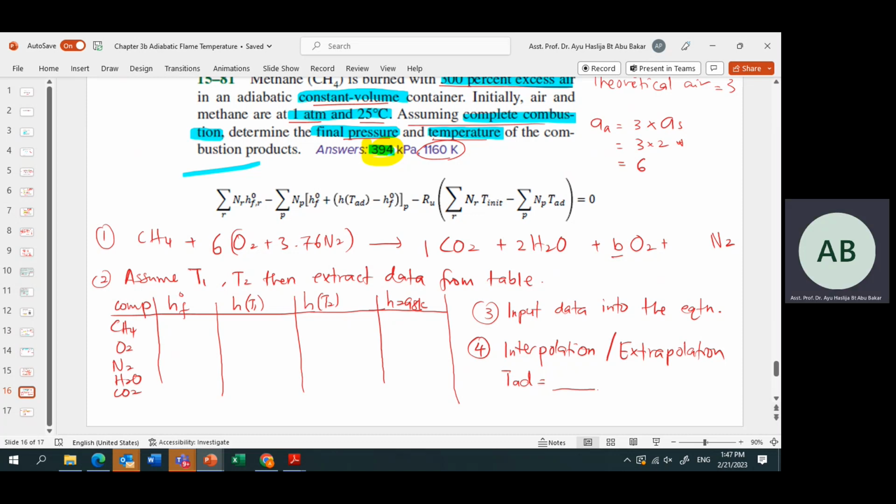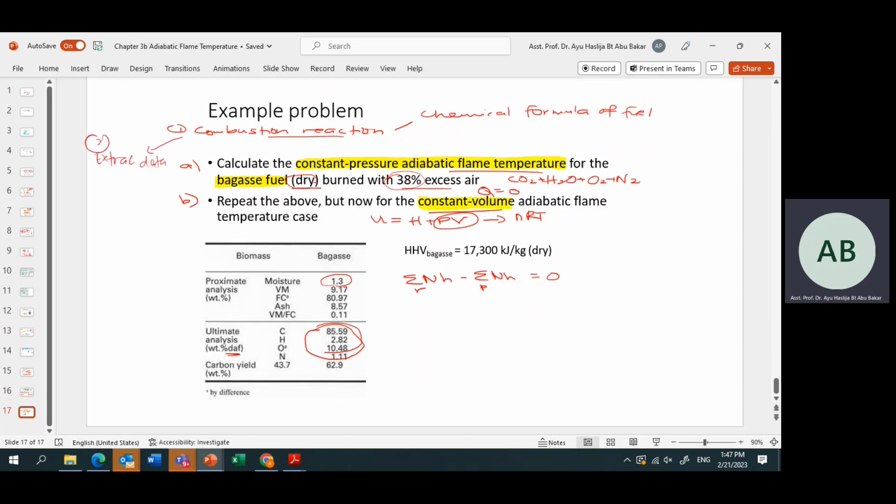Okay, let's just try to do this on this question and also the last example for this one, solid fuel. Okay, before we start, any question? No question, we can end the session and we are done with the adiabatic flame temperature. Make sure you are familiar with the steps, how to solve until you get the T adiabatic.